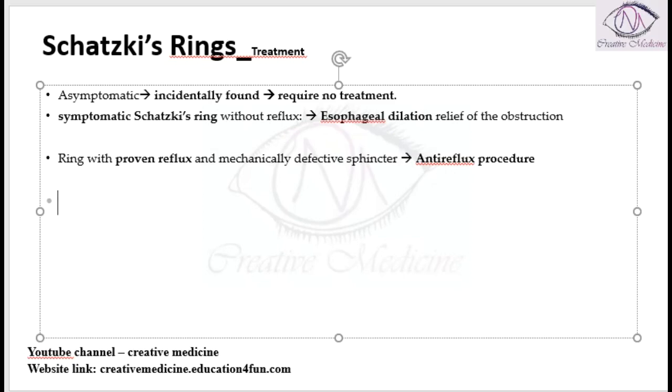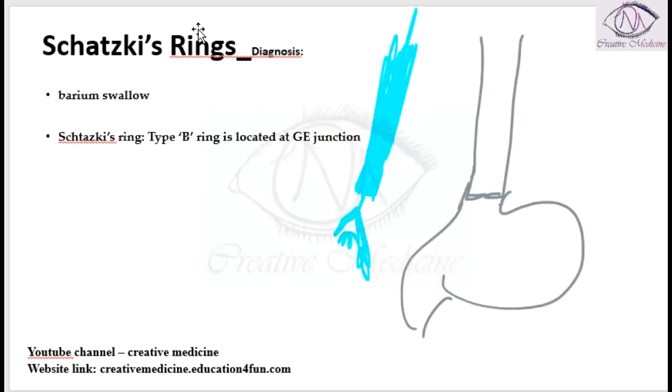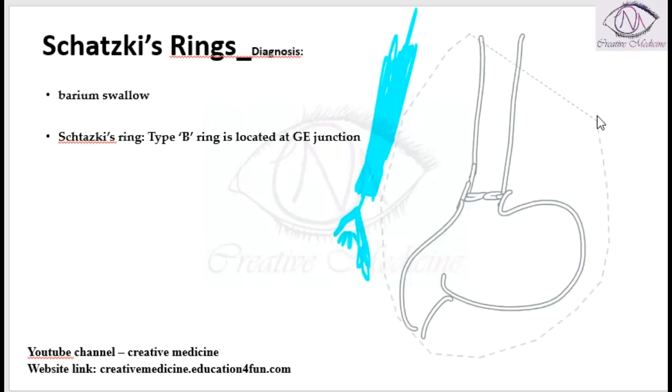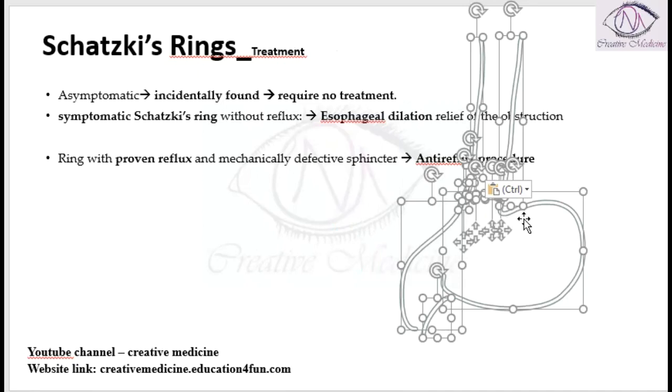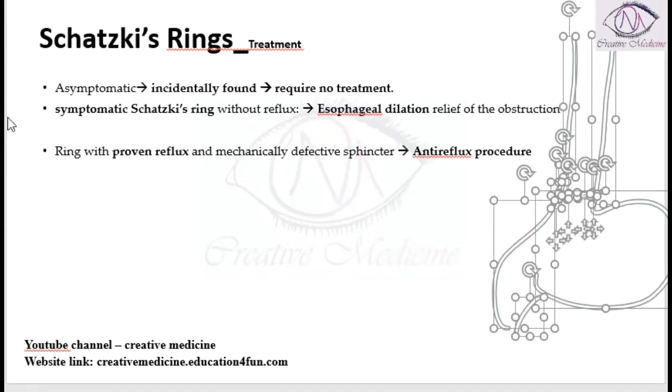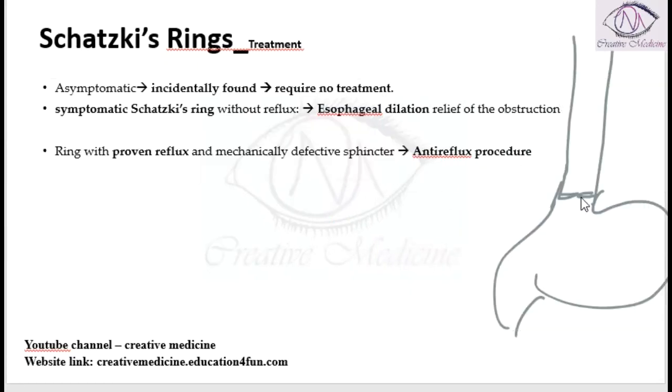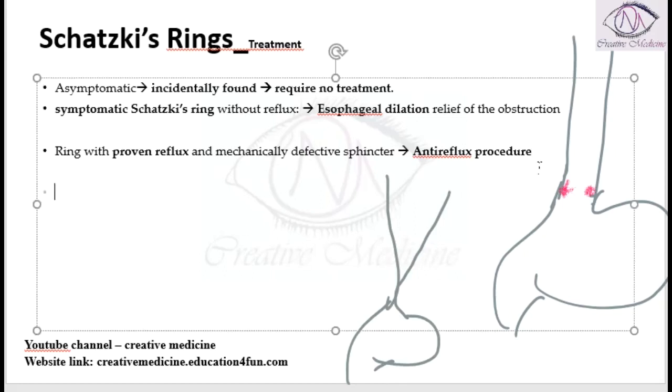Why? Because if you do a surgical excision of this ring, like if this is the Schatzki's ring and you have excised it, then there will be raw edges on both sides, and sometimes these raw edges will come closer to each other and result in the formation of a stricture. So to prevent that, it is better that complete excision of the ring is avoided.